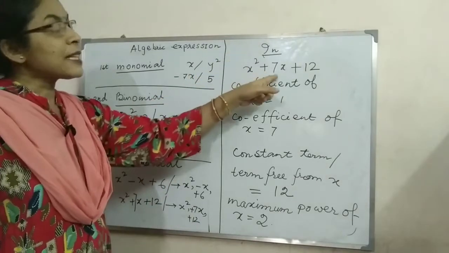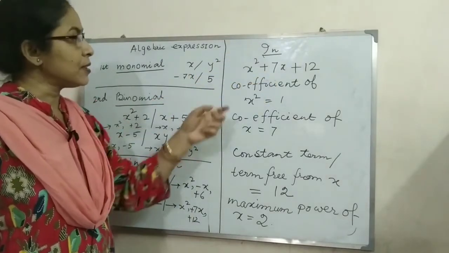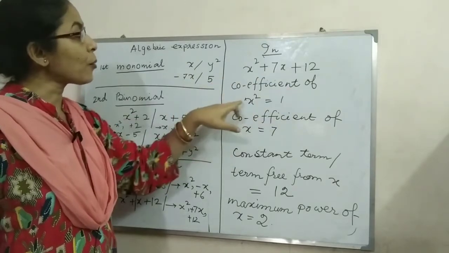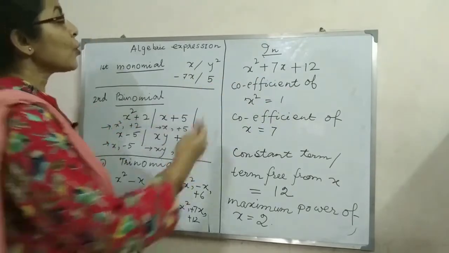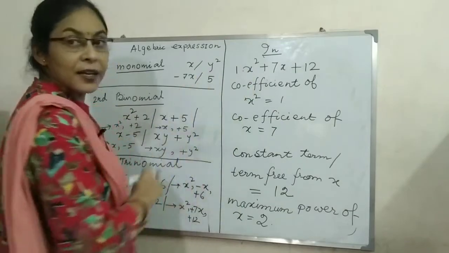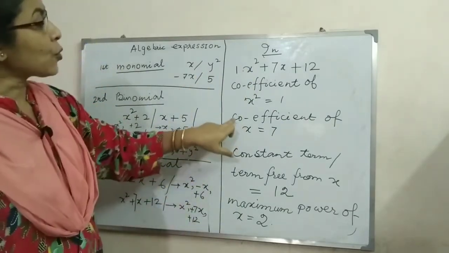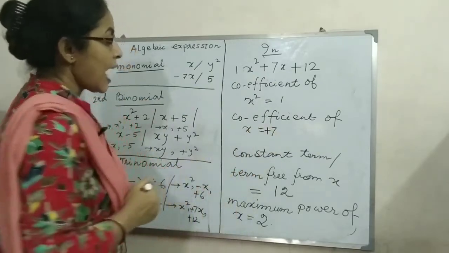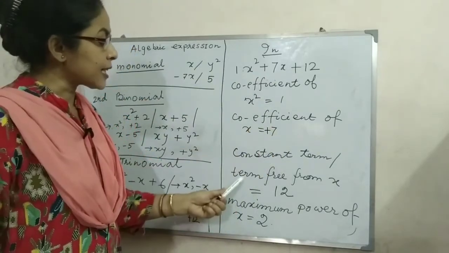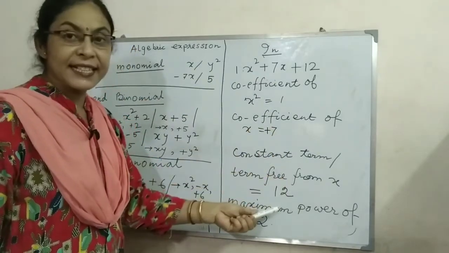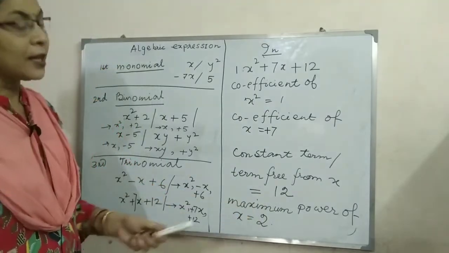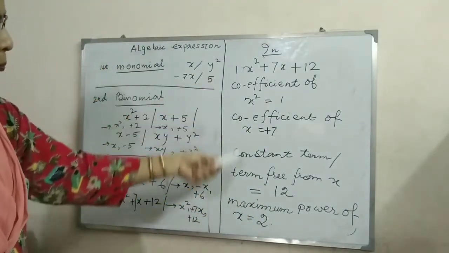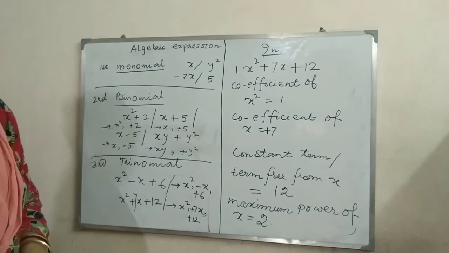In x square plus 7x plus 12, the coefficient of x square is equal to 1. The coefficient of x square is 1 here. And the coefficient of x is plus 7. And the constant term, that is the term free from x, is equal to 12. Here the maximum power of x is 2.